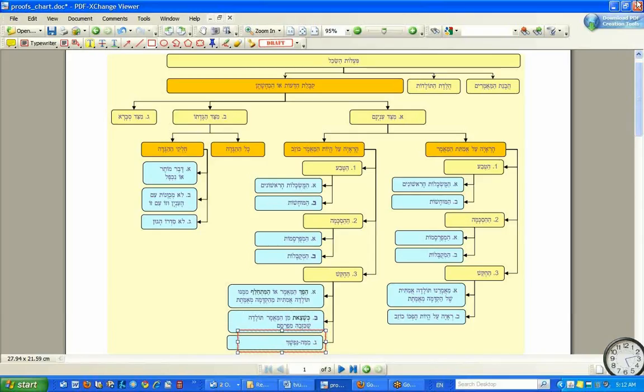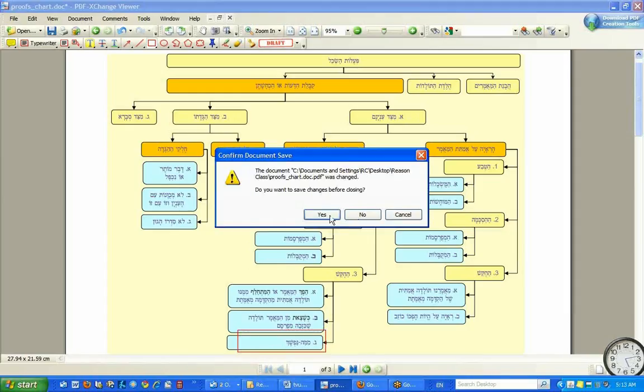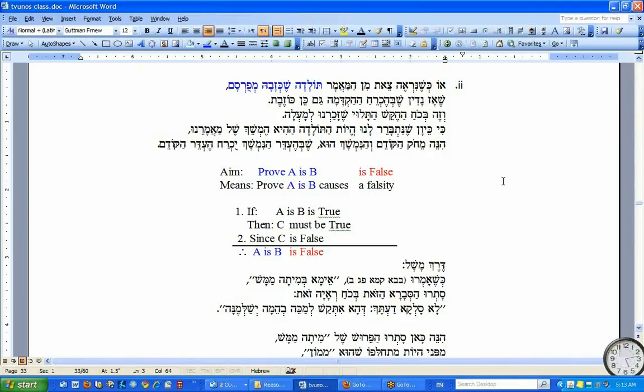Let's go to the text and start fleshing out here's the Ramchal.